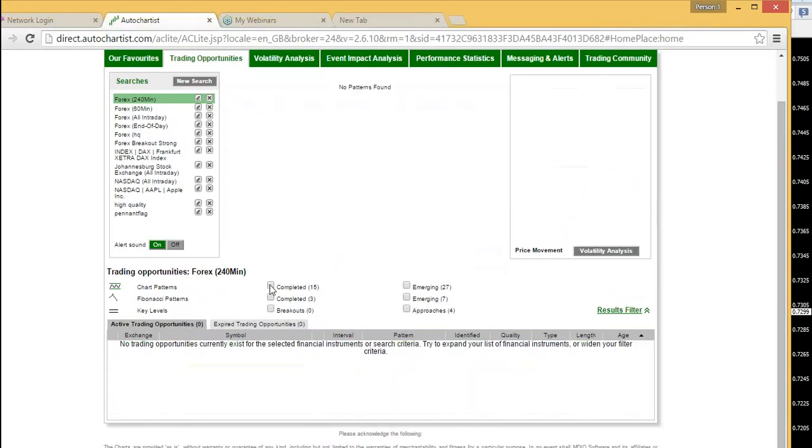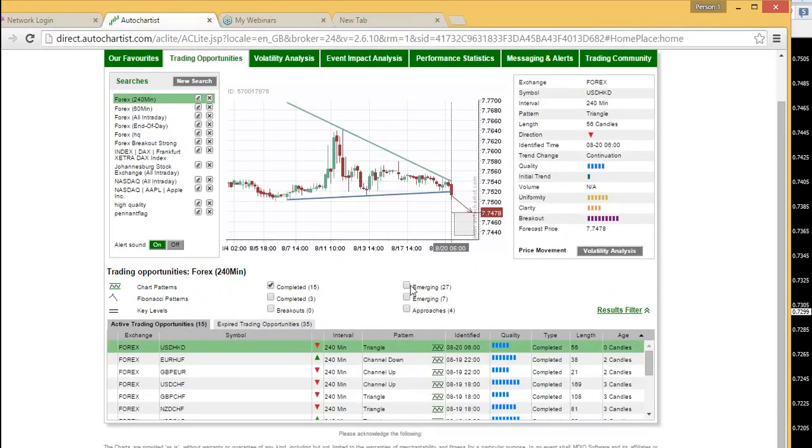So what I do is I come here and I click on completed chart patterns. And you can see a completed pattern is you've got your green and blue line, your support and resistance, and then you have a breakout, and you have an arrow pointing to a line and a gray box. And the breakout is when the trading opportunity comes up on your screen on the web platform, and the arrow points to where Autochartist expects price to go, the forecast region.